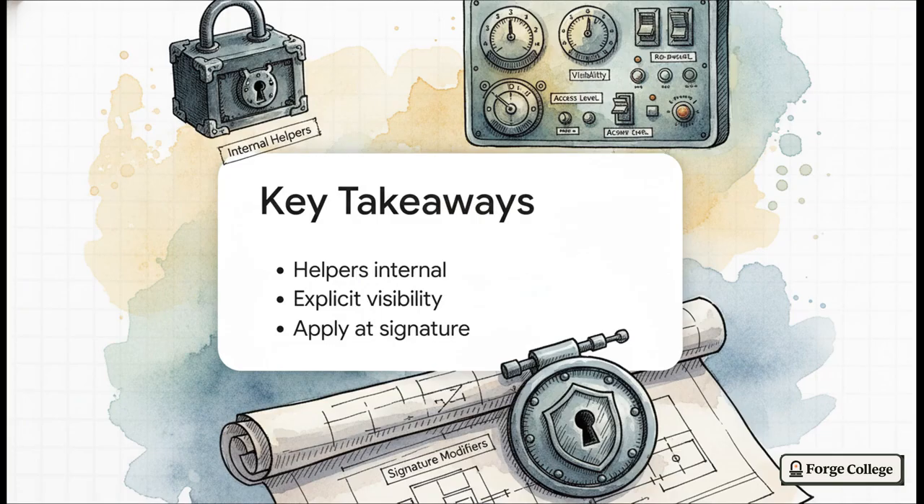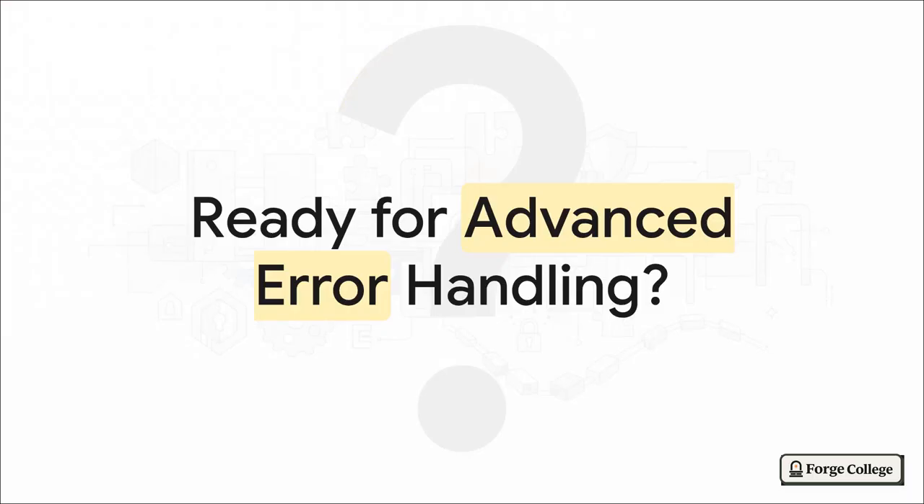Number 1, make your small helper functions internal or private to keep your public surface lean. 2, always explicitly declare visibility and mutability to document your intent and allow for compiler optimizations. And 3, apply modifiers directly at the function signature to make preconditions painfully obvious and to completely avoid code duplication. You now have the power to separate your validation, your authorization, and your core logic.